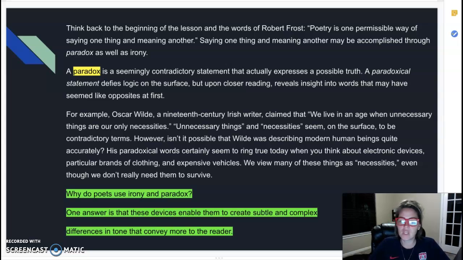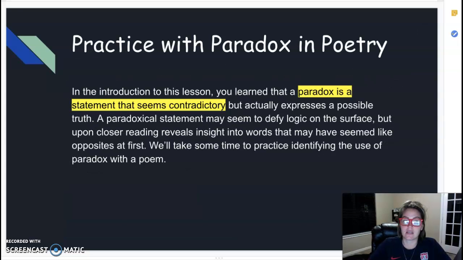So that example is from Oscar Wilde, but we're going to move forward with a little bit of practice with paradox in poetry. In the introduction to this lesson, we talked about paradox being a statement that, on the surface, at the beginning, seems contradictory. We mentioned that it actually might be expressing something that is possibly true.